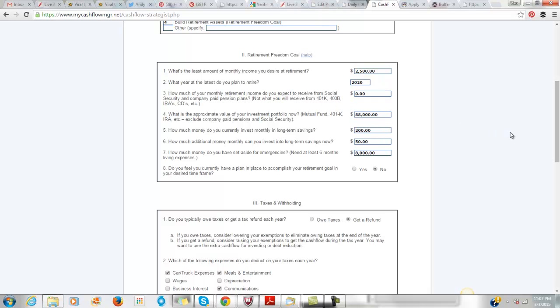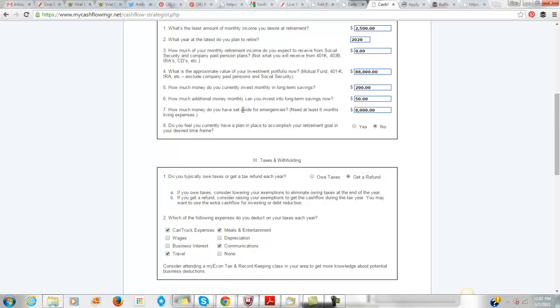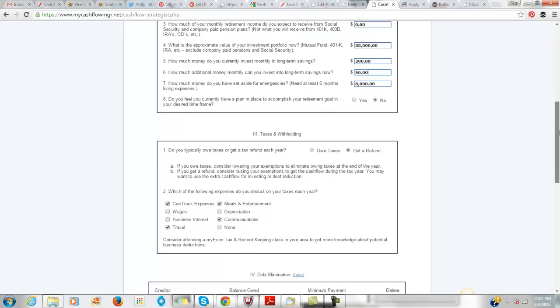And then number four asks you about your IRA, your mutual funds, 401k, etc. Then you place that money here in this box. Then number five asks, how much money do you currently invest monthly in long-term savings? Plug that here in this box. And then number six says, how much additional money monthly can you invest into long-term savings now? Plug that figure in, whatever is correct.